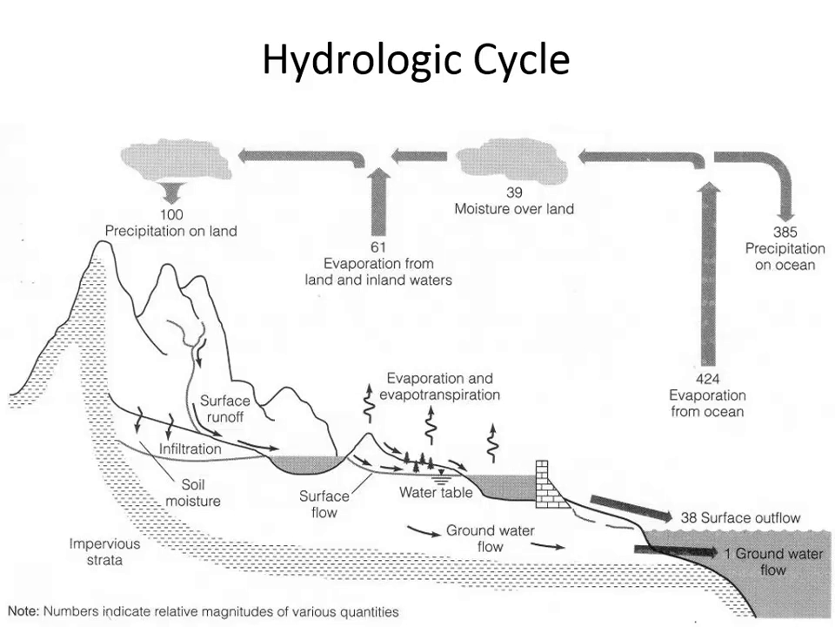I already referred to this, and it shows the relative quantities of precipitation. You can see that it takes 424 units of evaporation from the ocean in order to have 100 units of precipitation on the land. So for every 1 unit of precipitation on the land, there's approximately 4 units of precipitation onto the ocean. And that's simply a function of the relative surface area of land versus ocean. And so it rains more onto the ocean than it does onto the land.